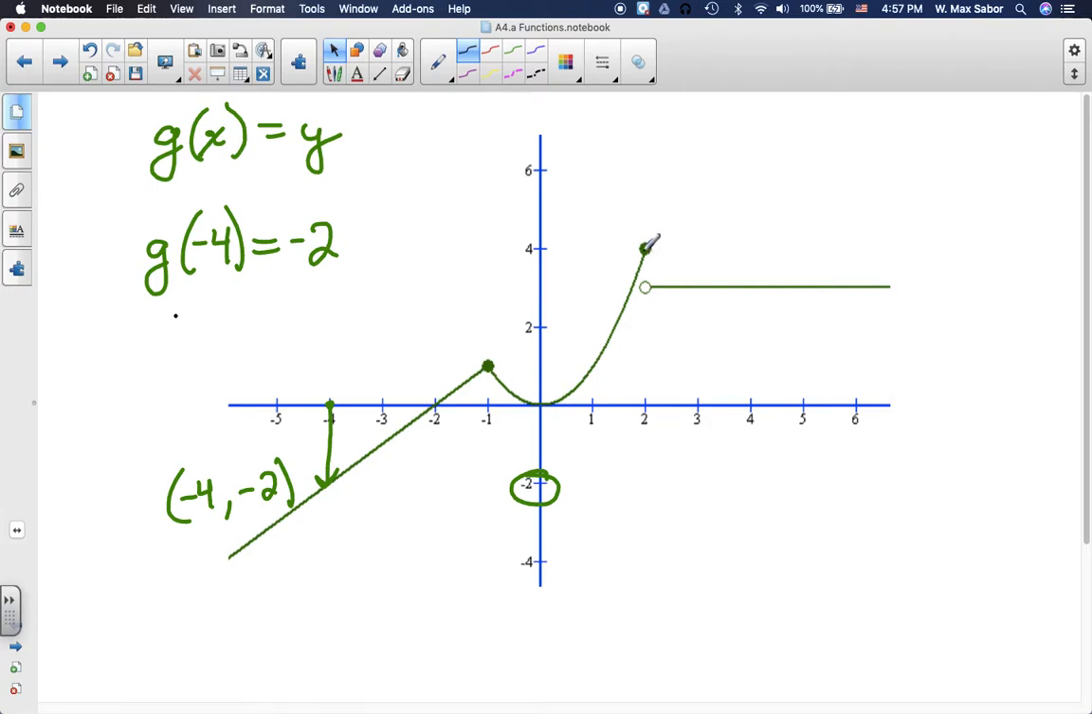Here, the output when we plug in 2 is 4. And when we plug in 0, the output is 0. Now it's worth noting, both of these are graphs.